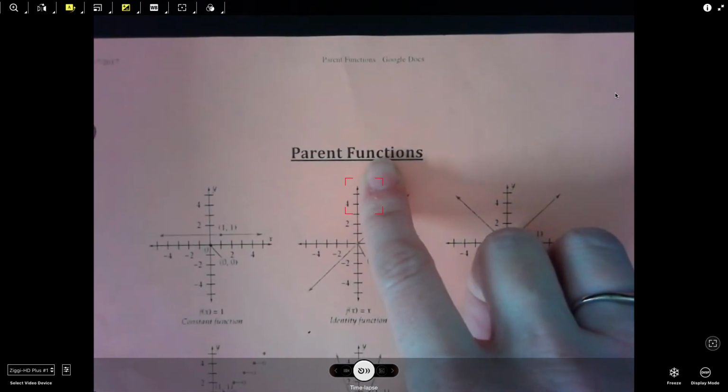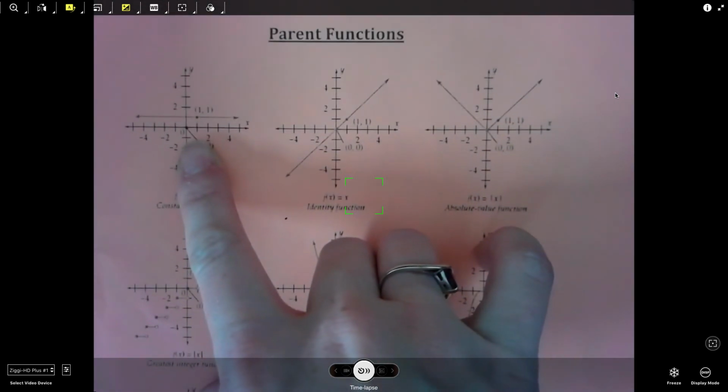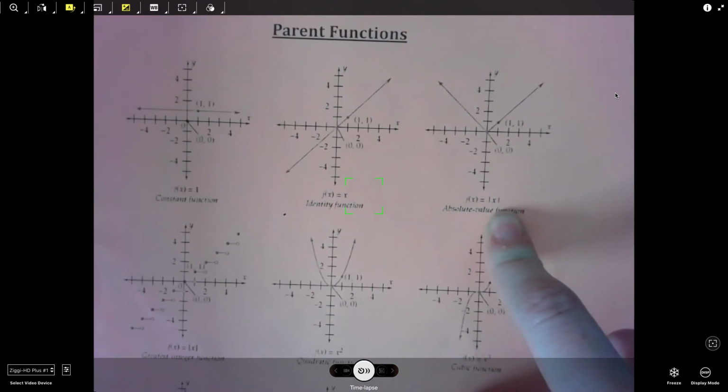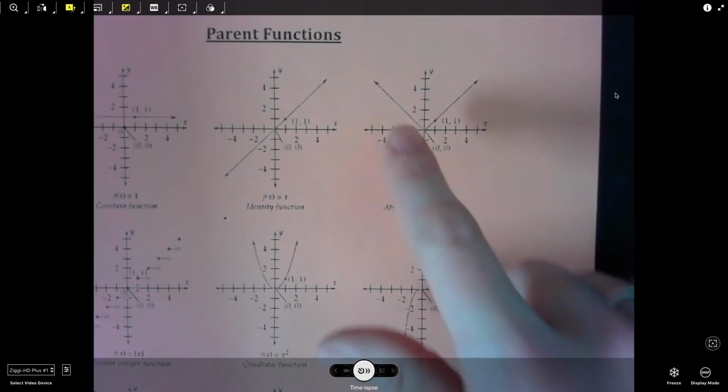Go back to this guy. On the front side of this sheet are all the parent functions. We just got done doing those, so this is your constant function, the horizontal line, a linear function. This is, oh shoot, we didn't do absolute value. Absolute value is a V, okay?